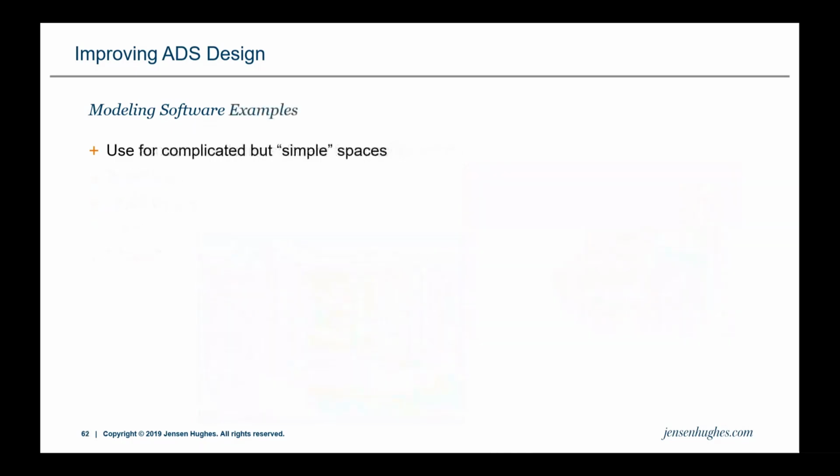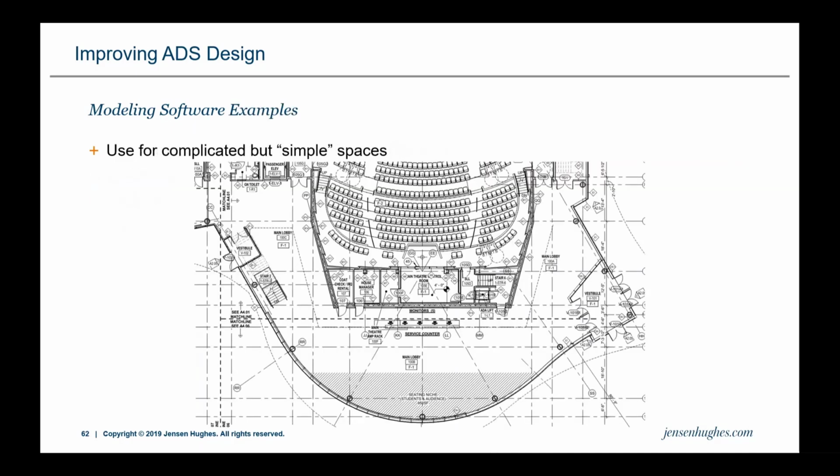Let's go back and take a look at the space we noted earlier, that pre-function space. Modeling software can be used for acoustically difficult and even complicated spaces, but the spaces themselves still need to be rather simple because the software has some limitations about how it operates. We need to understand that there's only so much we can do to recreate this space within an acoustic modeling program.